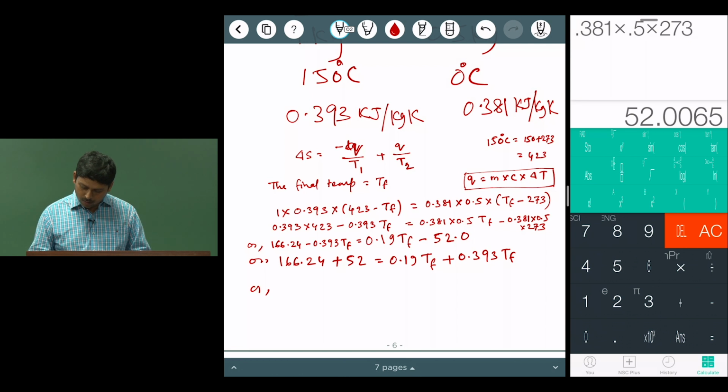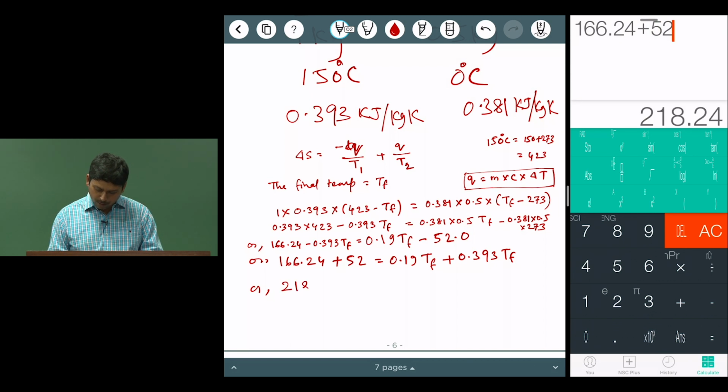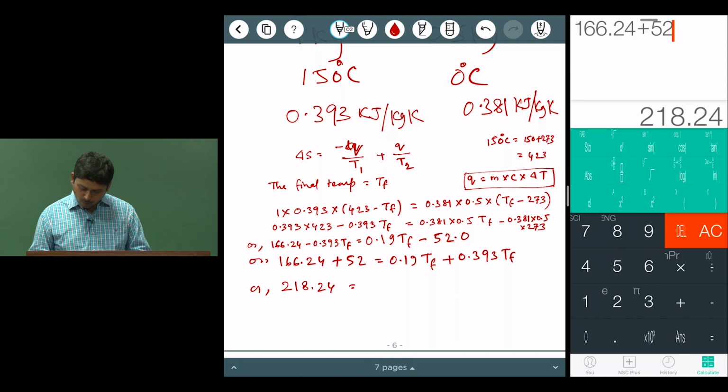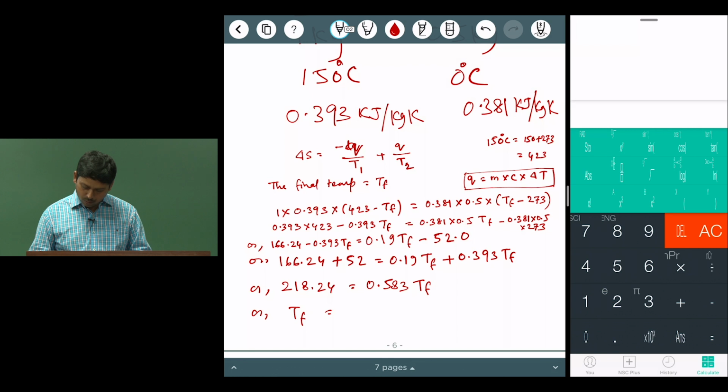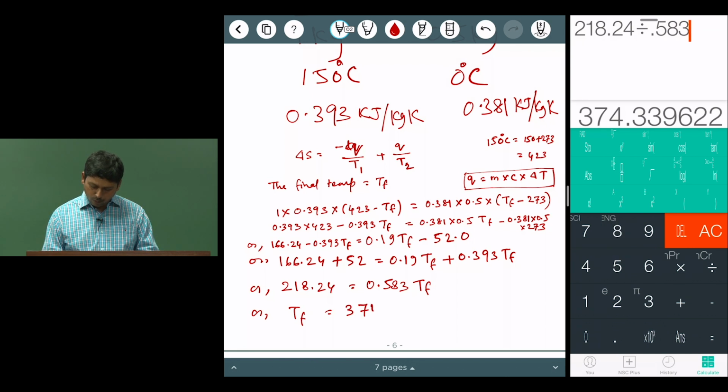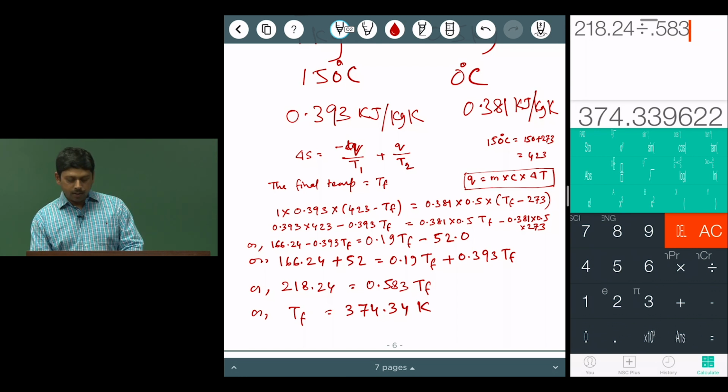or 166.24 plus 52 is 218.24 is equal to 0.19 plus 0.393 is 0.583 Tf, or Tf is 218.24 divided by 0.583, which is 374.34, let us say, Kelvin. So, this is what we got.